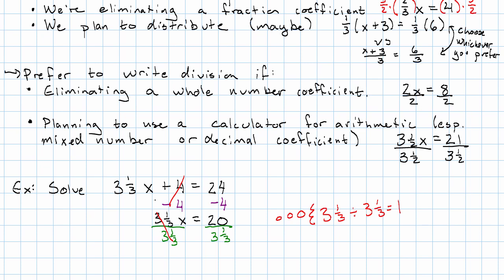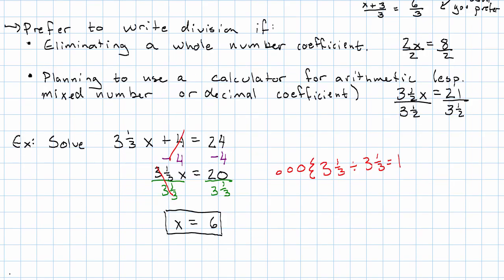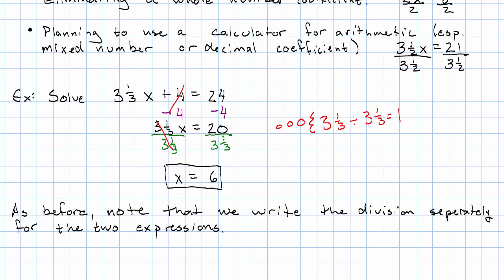And so we're left with just x equals, using a calculator to do this division, we get 6. X equals 6 then is our solution. As before, notice that we wrote the division twice. We wrote the division separately for our two expressions.